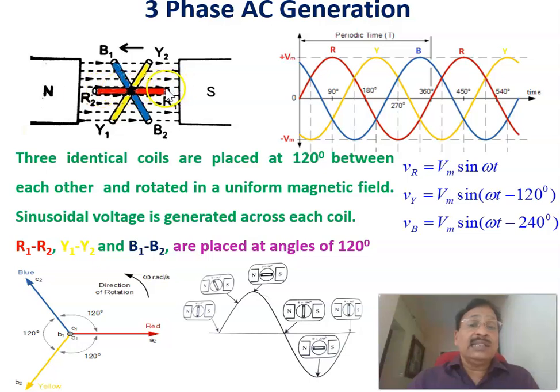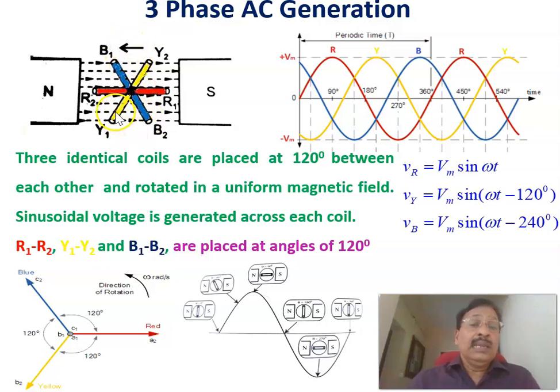Now, this particular coil has two ends, R1 and R2, the starting of the coil R1 and the finishing of the coil R2, and it is rotated in a uniform magnetic field. When it is parallel to the magnetic field, that corresponds to minimum flux. The minimum flux will be cutting when it is parallel to the uniform magnetic field. When the coil is vertical, that is, perpendicular, the maximum flux will be cutting.